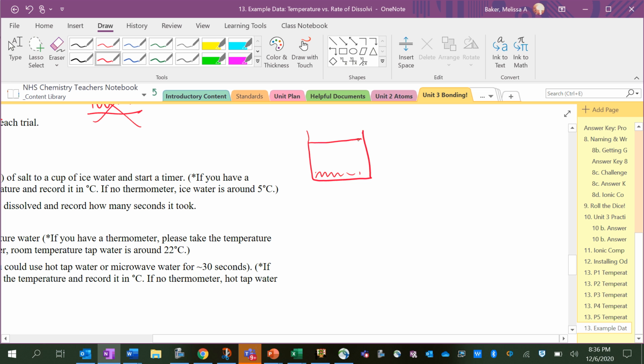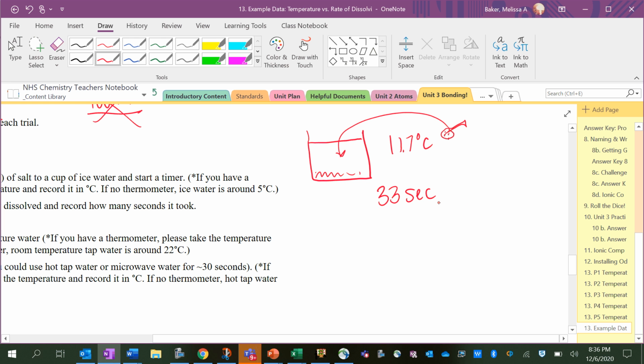And I took the temperature of the ice water, and it was 11.7 degrees Celsius. I added my teaspoon, my little spoon of salt to the water and I started stirring. And it took 33 seconds for it to fully dissolve.